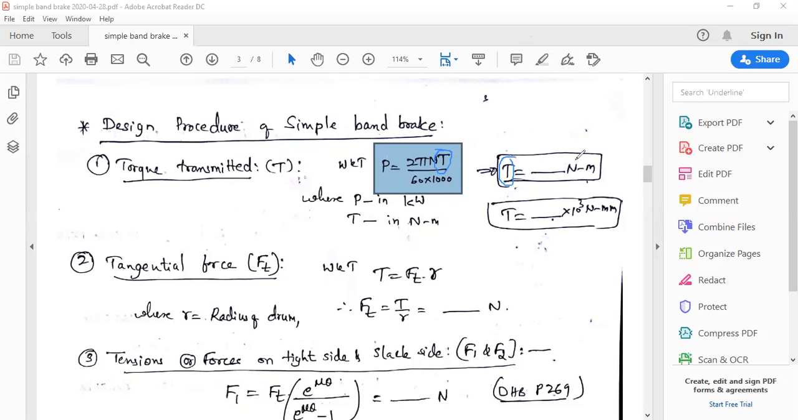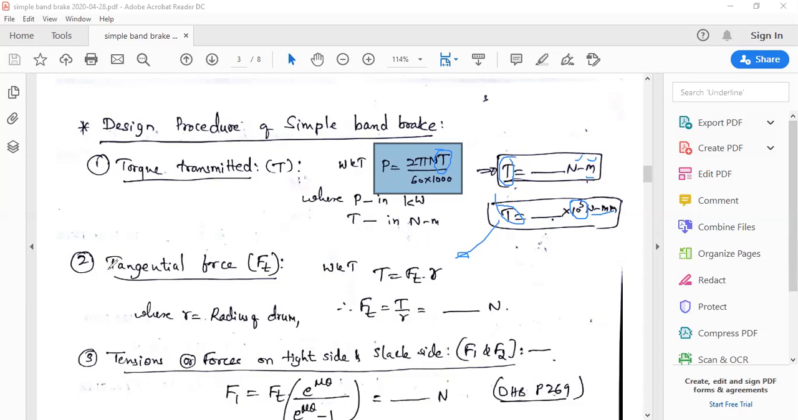The value of torque T that we get is in Newton meter, and that is to be converted into Newton mm by multiplying the value by 1000, that is 10 raised to 3 Newton mm. So this torque is required in the next step.